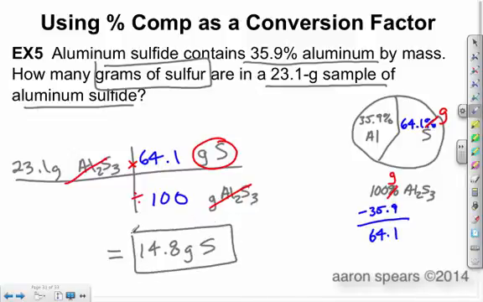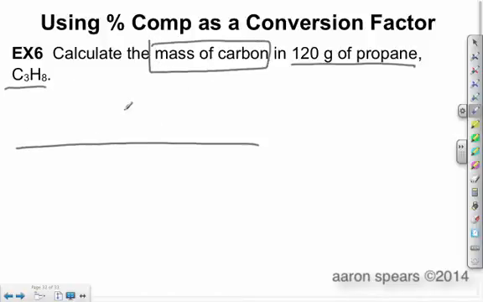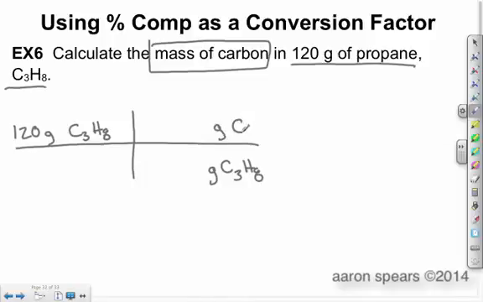Finally, in our last example, we are asked to calculate the mass of carbon in 120 grams of propane, which has the chemical formula C3H8. In this problem, I'm given 120 grams of propane, and I'm asked to find the mass of carbon. I'll begin with a picket fence. I'll put my given in the upper left quadrant, 120 grams of propane. I need to get rid of grams of propane, so I'm going to put it diagonal in the next fraction. And since I'm asked to find mass of carbon, I'll put grams of carbon up top in the numerator.